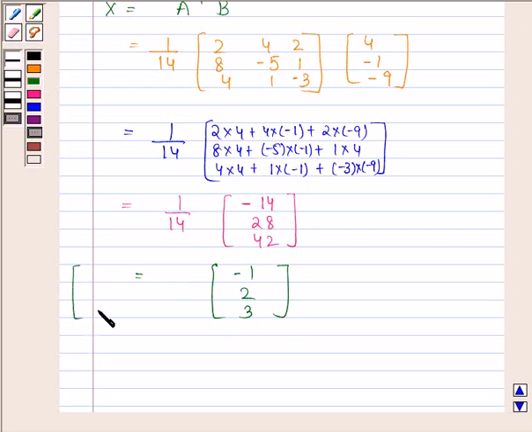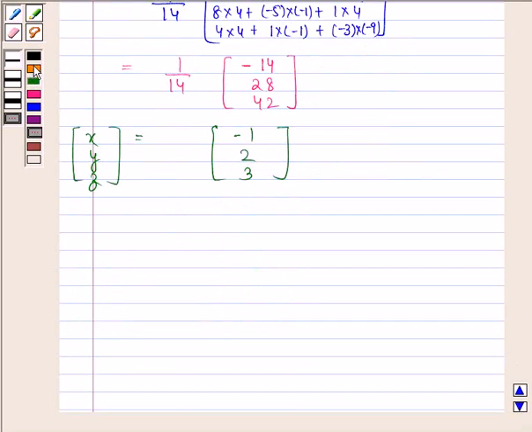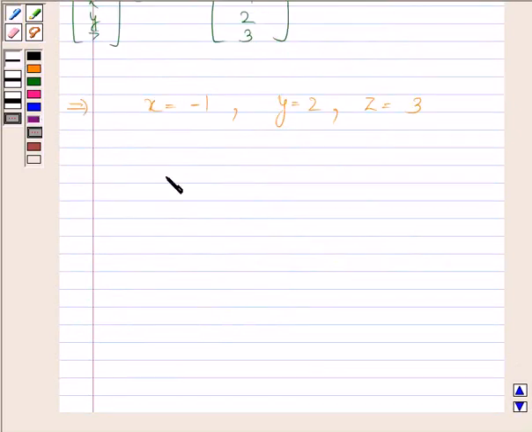So the column matrix X, Y, Z is equal to this column matrix, and this implies x is equal to -1, y is equal to 2 and z is equal to 3. Hence our required answer is x = -1, y = 2 and z = 3.